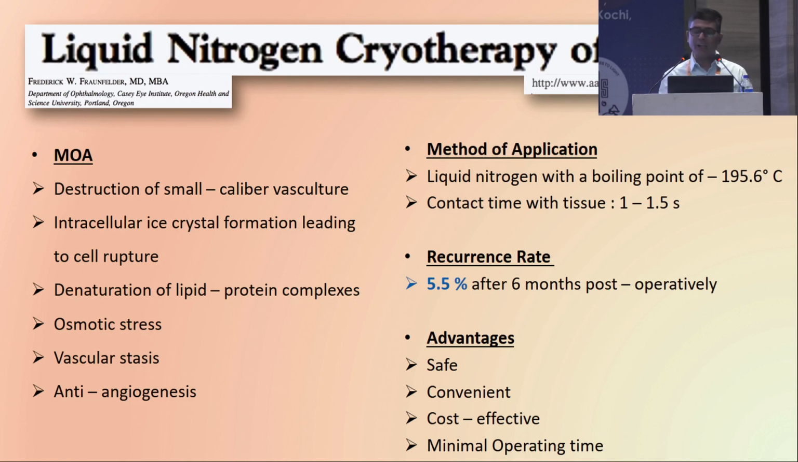Another mode was cryotherapy, where liquid nitrogen is used for the cryotherapy of the pterygium. Because this is very cold, it causes the destruction of small caliber vasculature, leading to intracellular crystallization and cell rupture, causes denaturation of the protein lipid complex, and causes vascular stasis, thereby stopping the progression of pterygium growth.